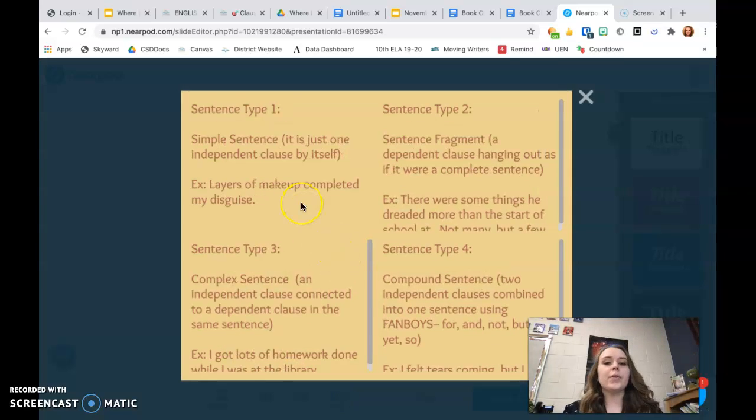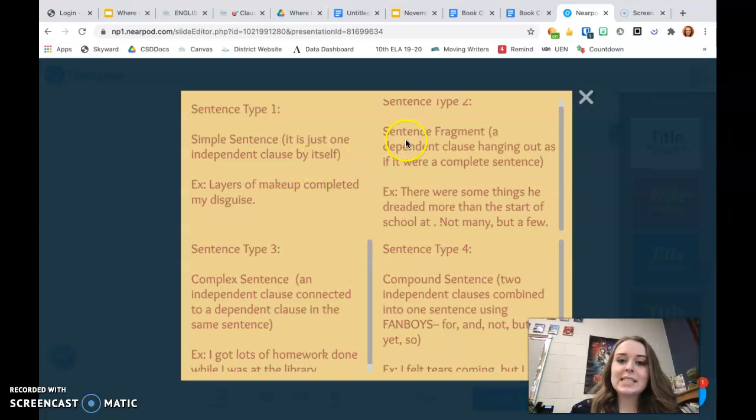All right, so there are 4 sentence types that I want to cover. So you have sentence type 1, which is a simple sentence, so it's just an independent clause by itself. We've looked at a couple of these already. Here's another example. Layers of makeup completed my disguise. So we've got subject, layers of makeup, completed my disguise as the predicate. So that's just a simple sentence.